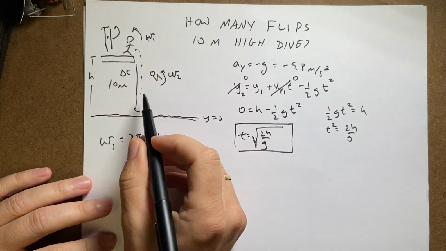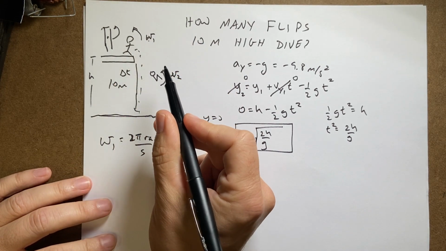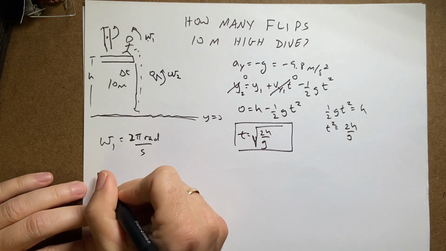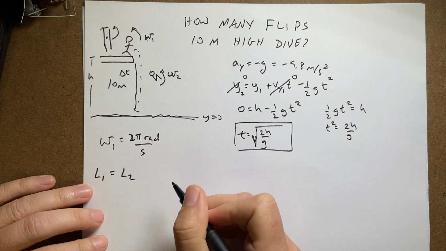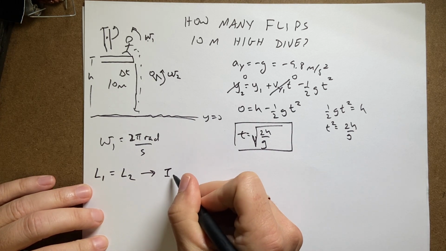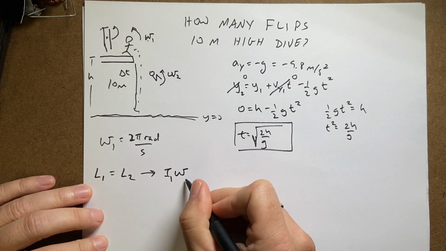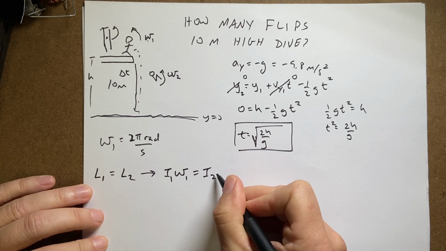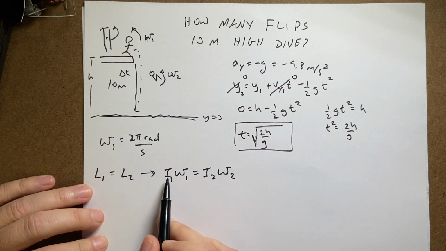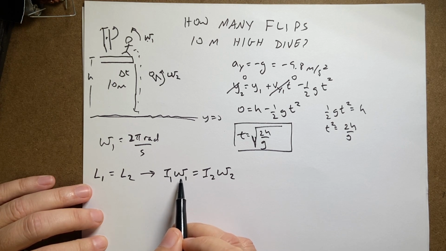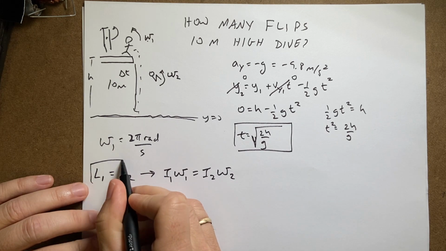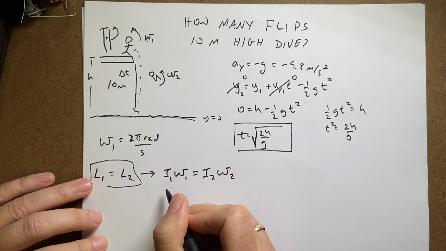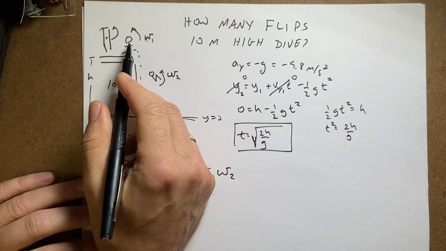The angular momentum of this person is going to be constant because there's no torque. So I could say angular momentum 1 equals angular momentum 2. That means I1 omega 1 equals I2 omega 2. Angular momentum is the moment of inertia I times the angular velocity omega. Since there's no torque on the system, this has to be true. Conservation of angular momentum.